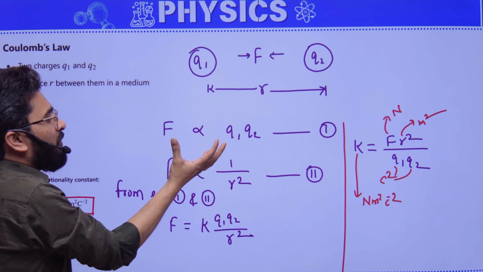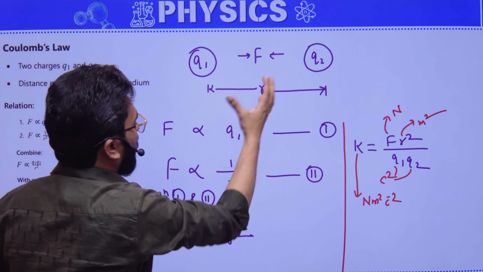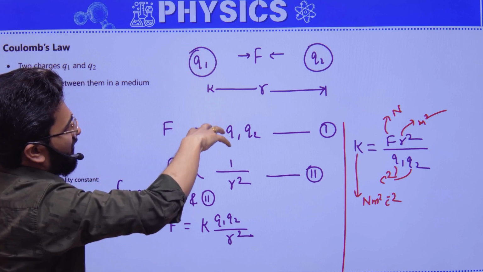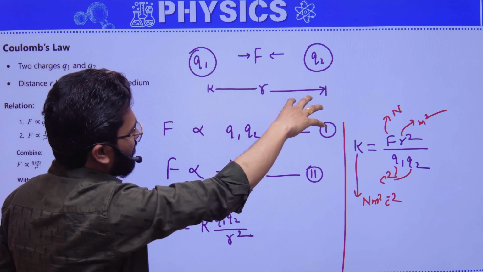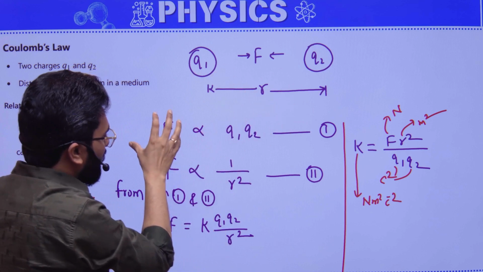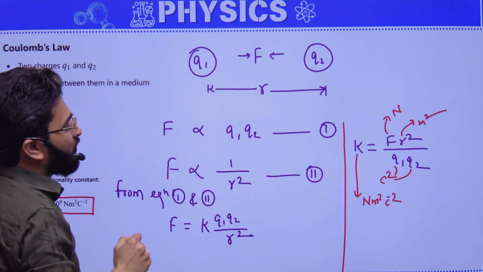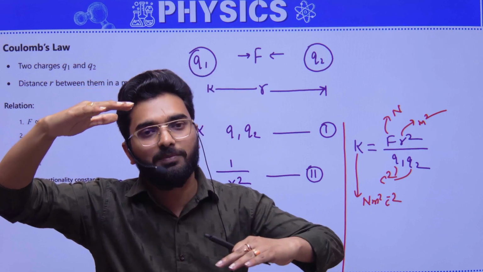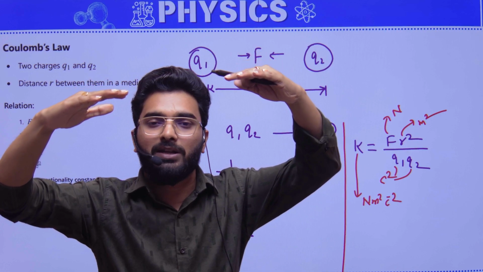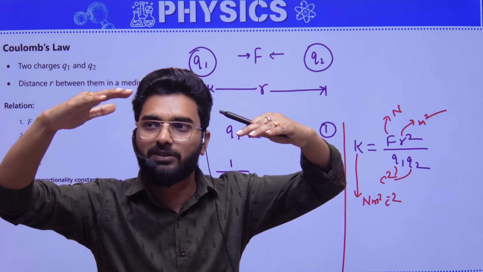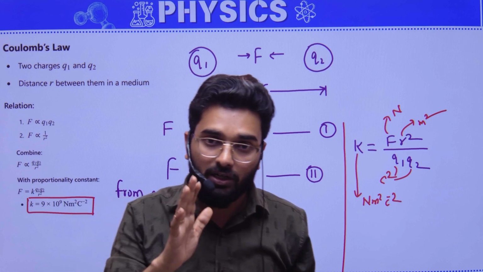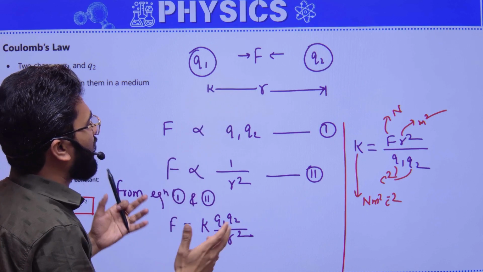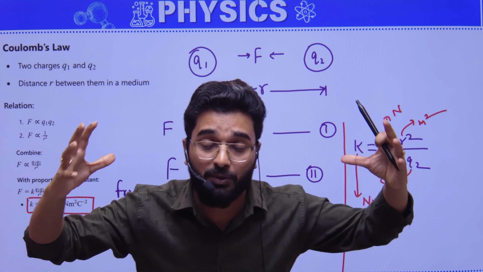If we increase the amount of charge on each individual object, or both objects, then the amount of force will also increase. And if we decrease the amount of charge on the objects, single or both, then our force will also get reduced. So this is the function where when one quantity increases, the other also increases, and when one decreases, the other also decreases. That phenomenon is termed directly proportional.